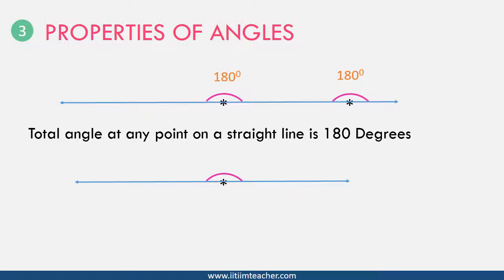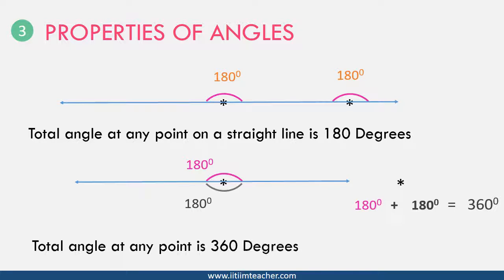So this angle is equal to 180, as we just discussed. Even the angle below is equal to 180 degrees. Hence, if we take the point in isolation, the total angle around this point in circular fashion is equal to 360 degrees. So the total angle at any point, the total circular angle, is 360 degrees.